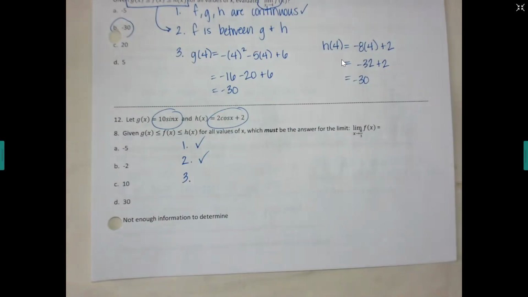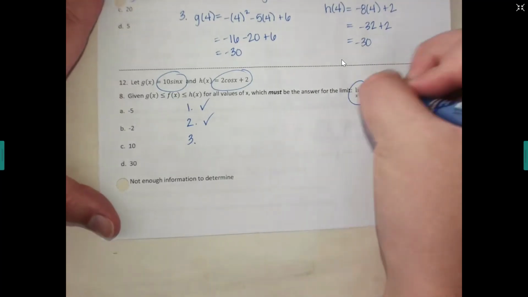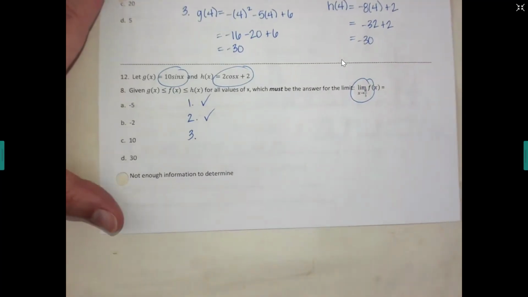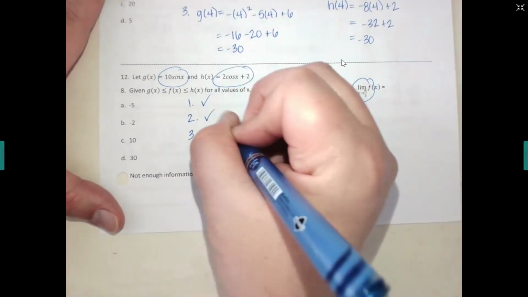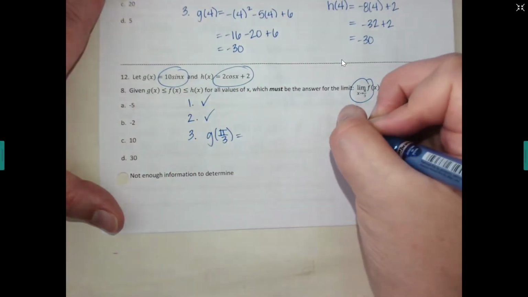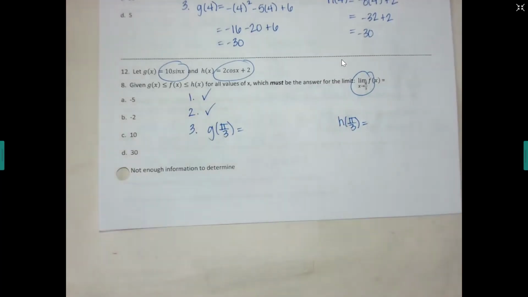Step number 3 is we need to find the Y values and make sure that they equal each other so that they squeeze F to that same value. So the X that I'm approaching is what number? Pi thirds. So we'll find G of pi over 3. We'll find H of pi over 3. And if they meet, then I know my F is the same.